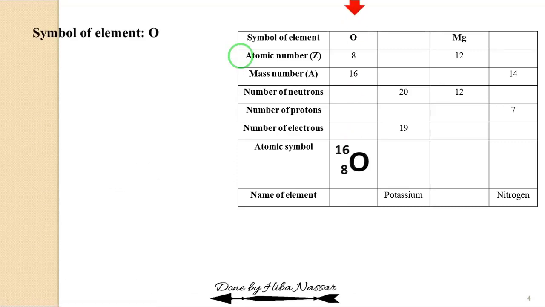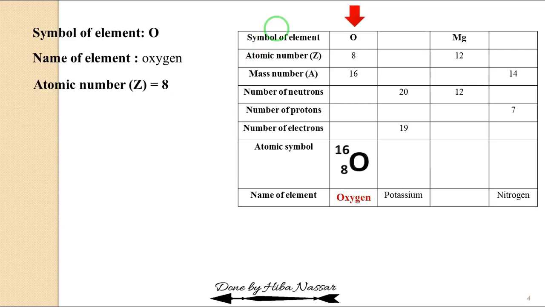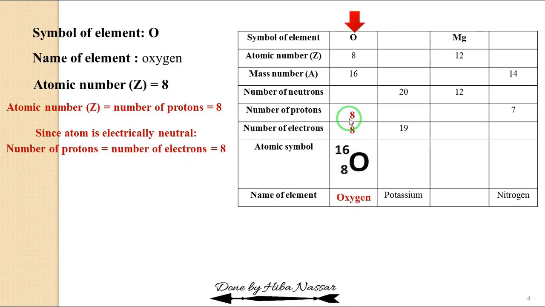You have the symbol of the element, it's capital letter O. So it's oxygen. It's given for you that the atomic number for this element is equal to 8. So we can say that the atomic number, which is capital letter Z, is equal to the number of protons, equal to 8. So we write here 8. Now, since the atom is electrically neutral, the number of protons equals the number of electrons, which is 8. So again, we will write here 8 adjacent to the number of electrons.